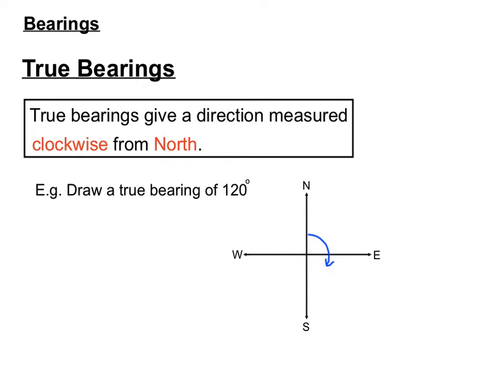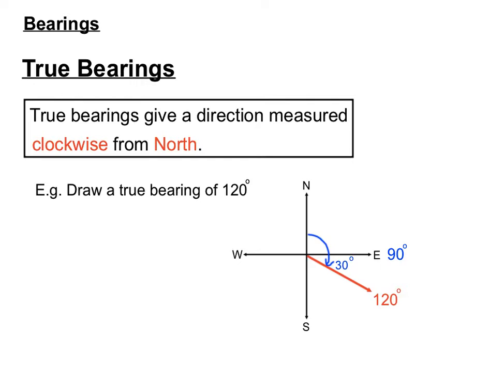So let's have a think about how we do that. Now, from north, a quarter of the way around would make 90 degrees. So we'd have 90 degrees if we get to that east line. Then we'd have to go a little bit further from that to get 120. Now 90 plus something to make 120, we'd need to go an extra 30 degrees there.